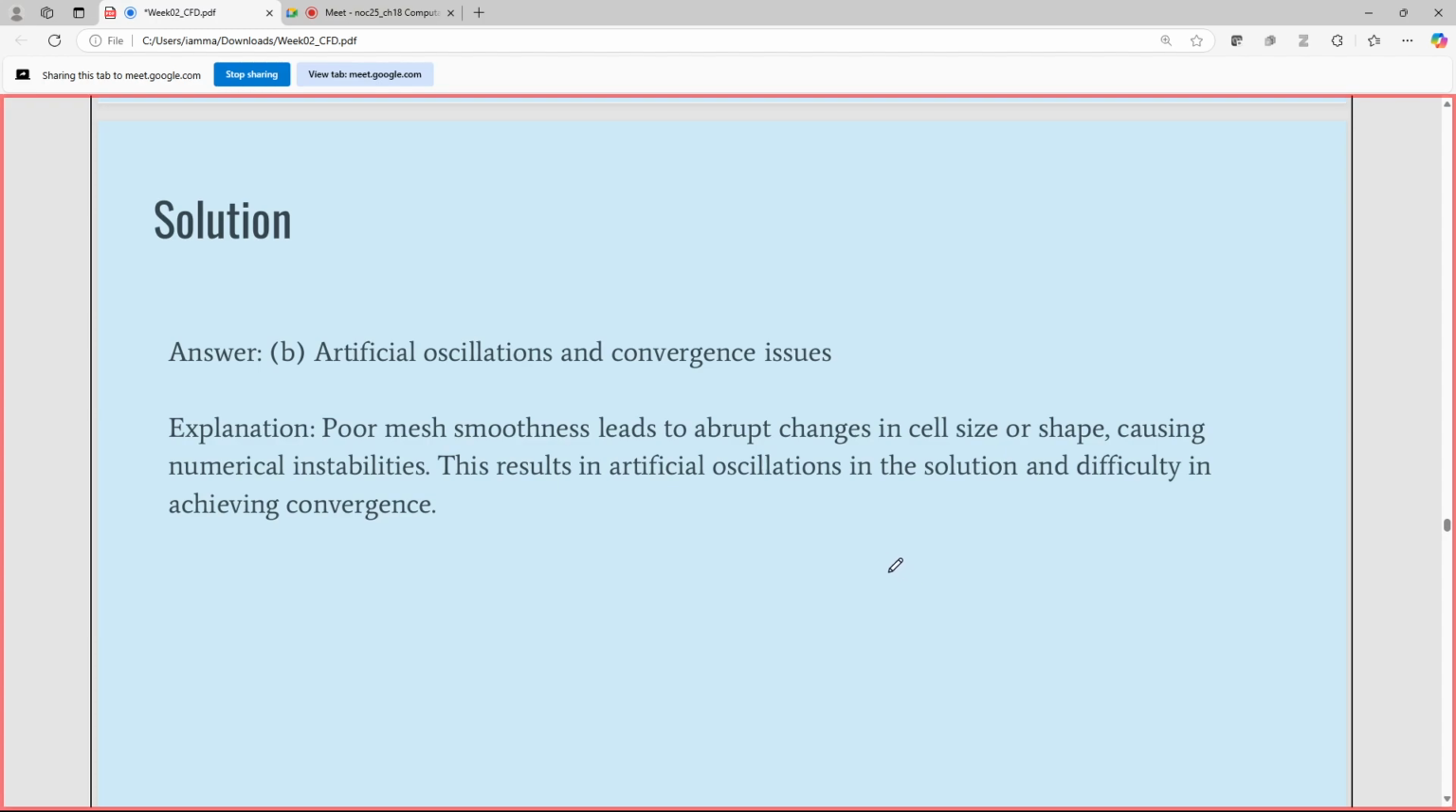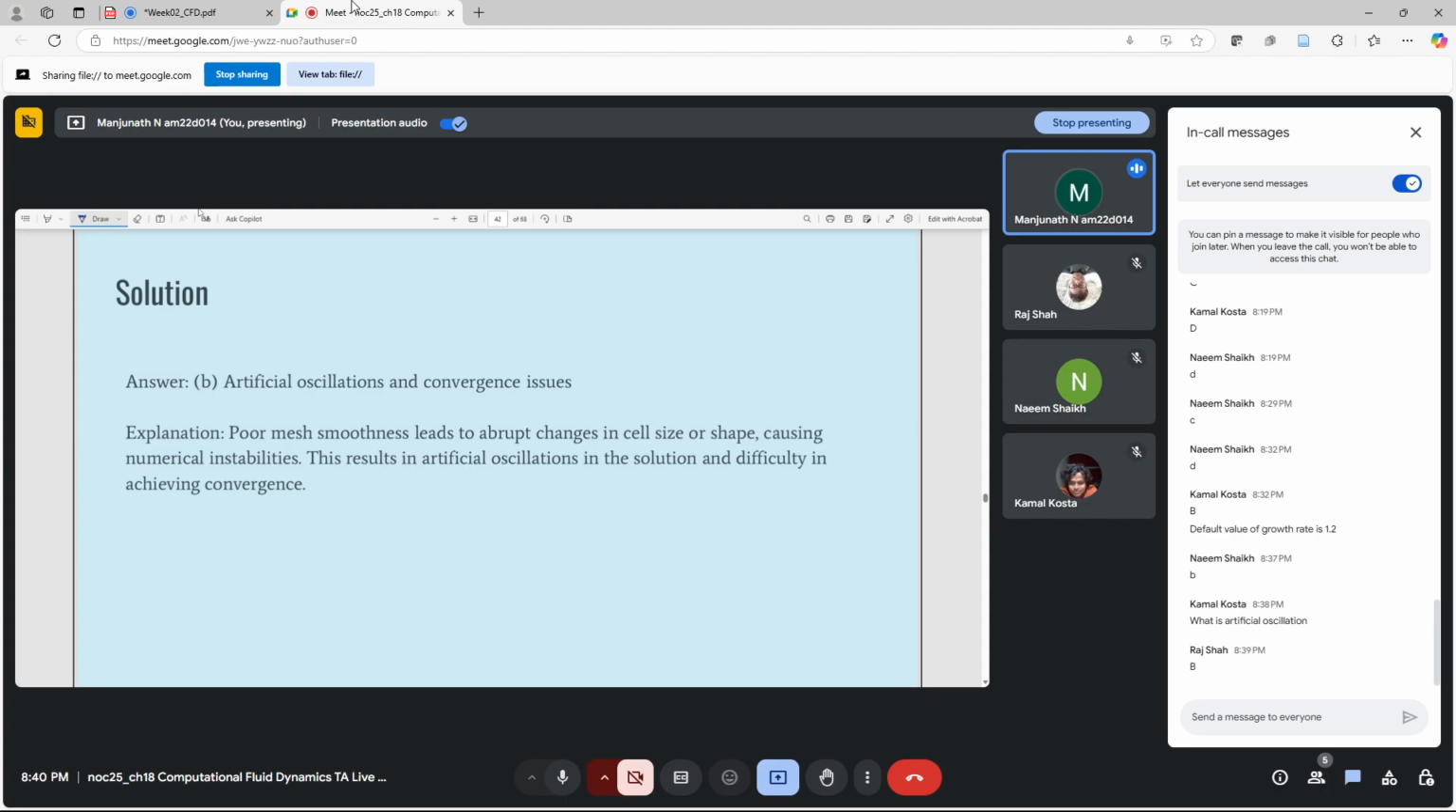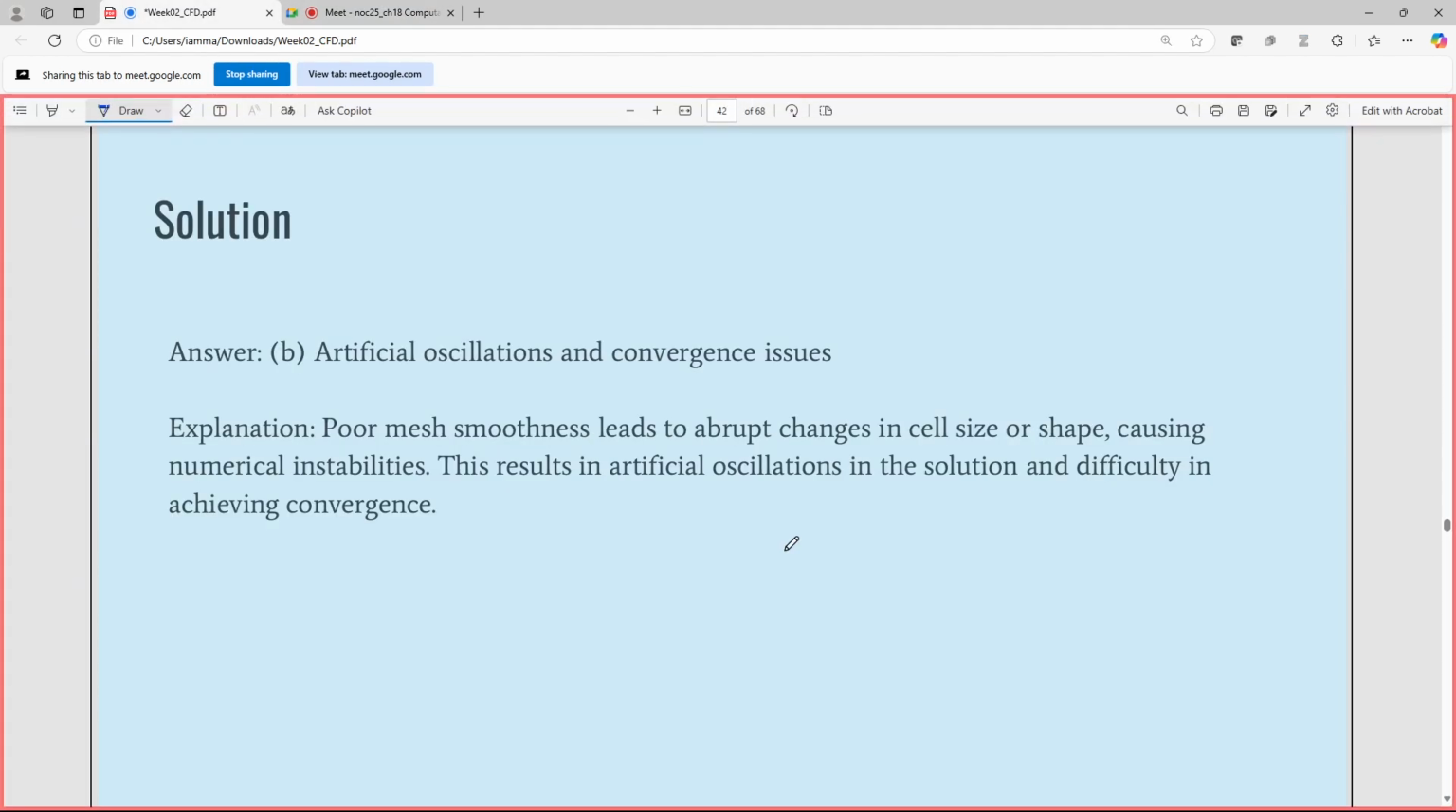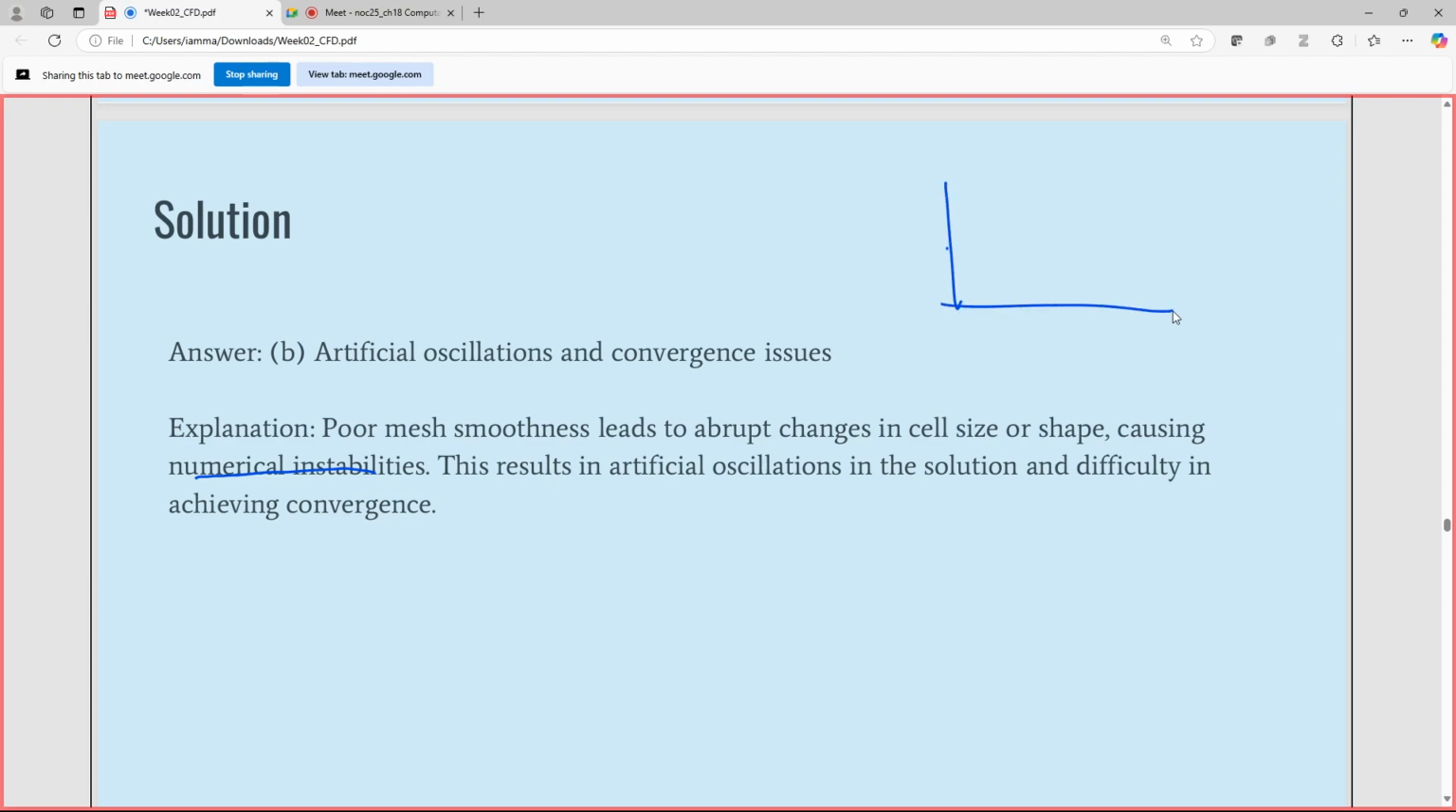So there's a question: what is artificial oscillation? Artificial oscillation is simply a numerical instability actually. So suppose we have one value; this is the number of iterations or something, and this is the value of u or something. You can take velocity or any one parameter.